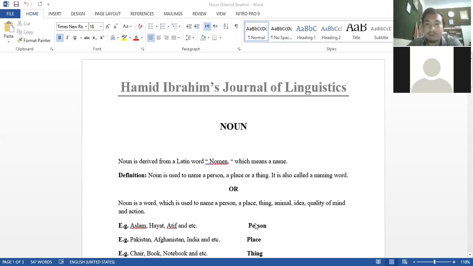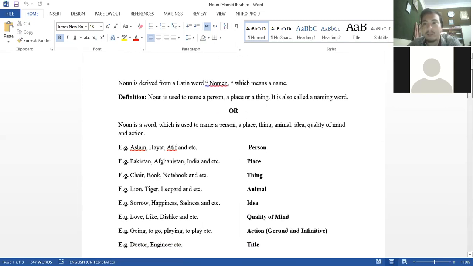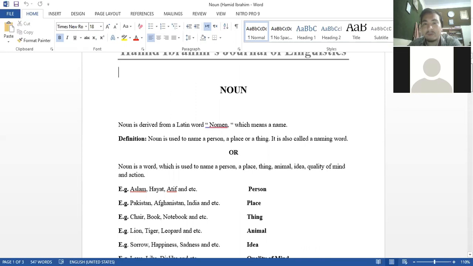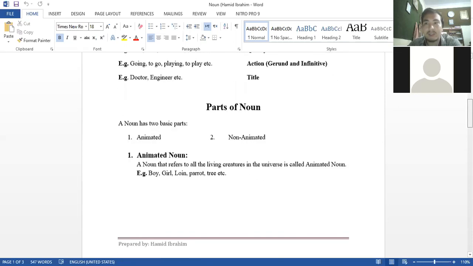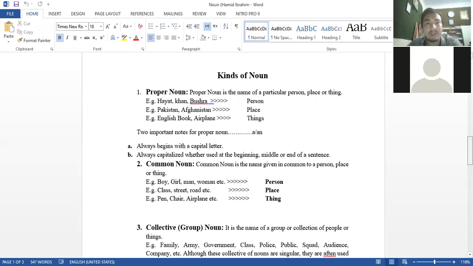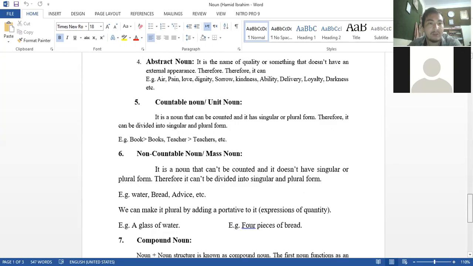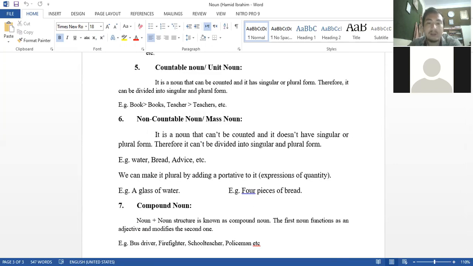Okay, so yesterday we discussed the parts of speech and the lexical category, open class and closed class. Besides that, we have also discussed the basic types of noun, one is animated and the second one is non-animated. We have also discussed the kinds of proper, common, collective, and abstract. And today we are going to go for the countable and uncountable noun, right? So let's get started then.